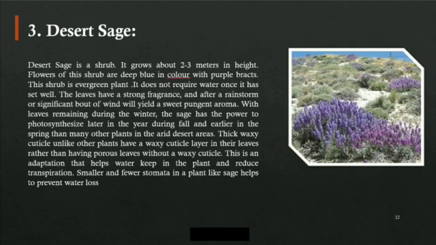Thick waxy cuticle. Unlike other plants, sage has a waxy cuticle layer on its leaves rather than having porous leaves without a waxy cuticle. This is an adaptation that helps keep water in the plant and reduces transpiration. Smaller and fewer stomata in a plant like sage help to prevent water loss.